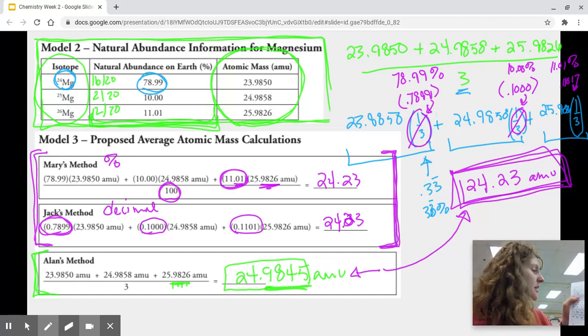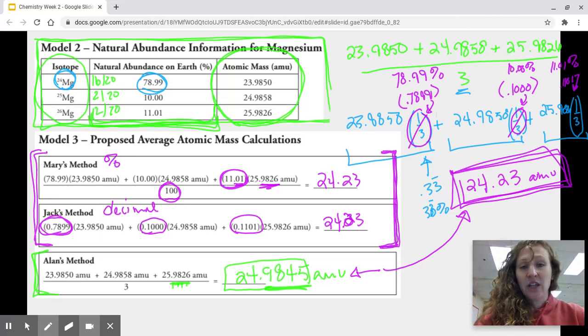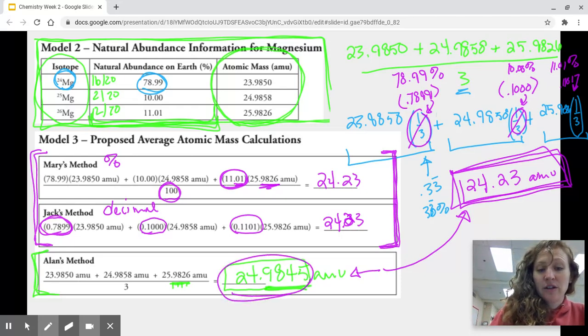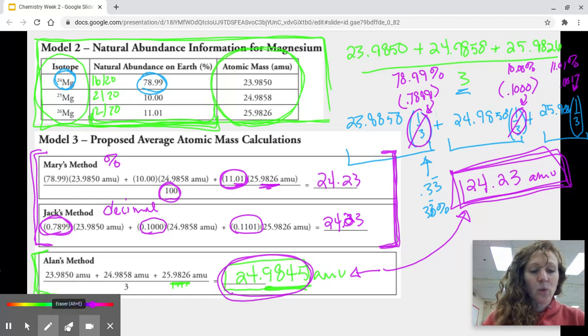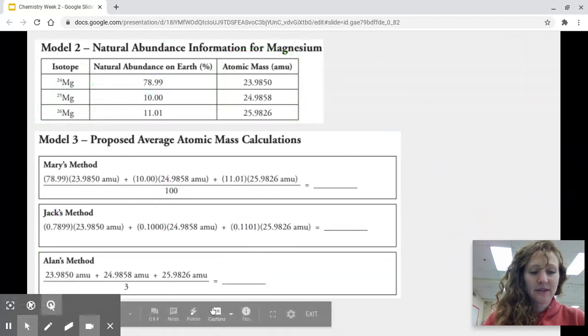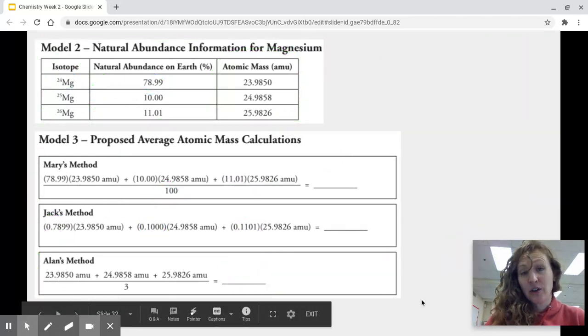That listed atomic mass on the periodic table is 23.40. The weighted average that we just calculated is 24.23. So it's much closer than using the average that we initially calculated, Allen's method. Okay, this is a weighted average for the average atomic mass of an isotope. I do want to look at one practice problem together, and then you guys can go practice on your own.